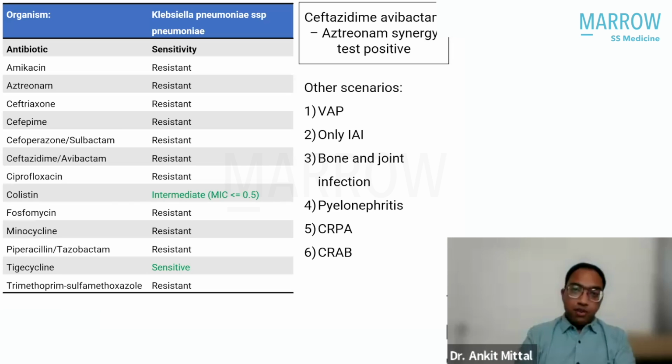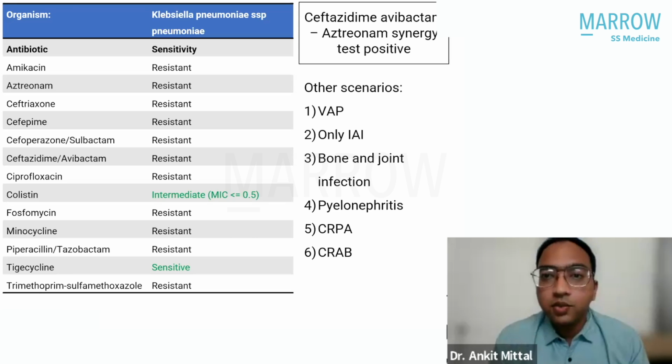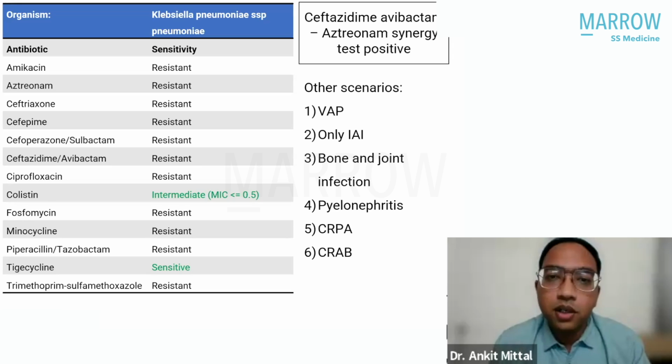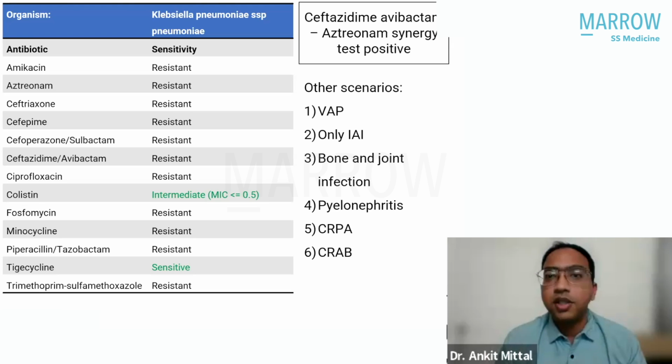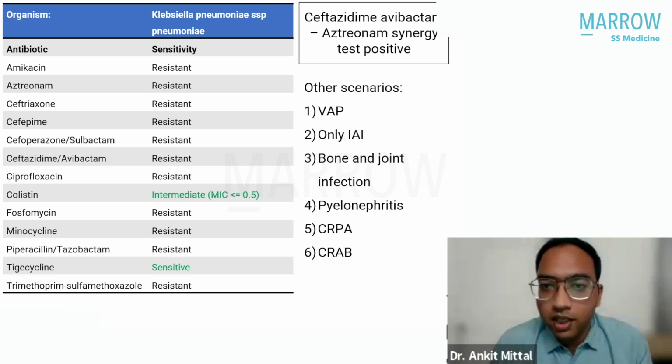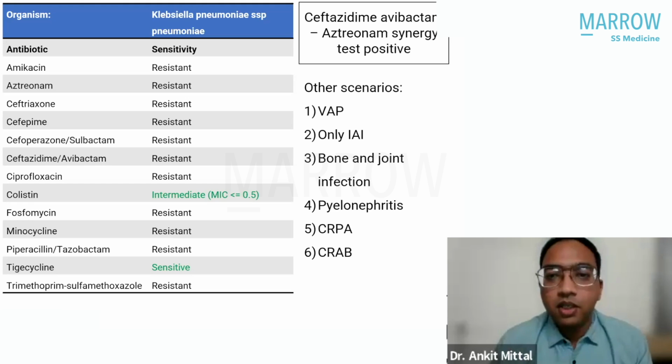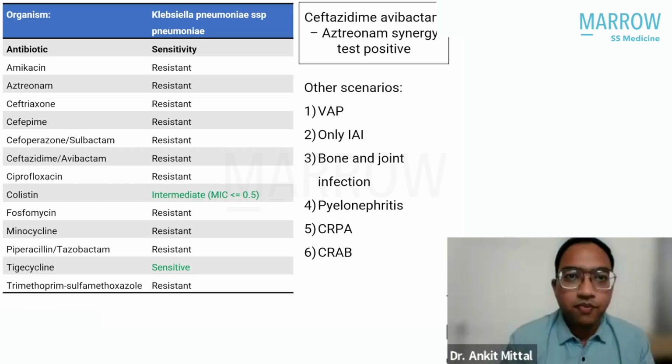Now, for example, if this isolate was E. coli and the synergy test was negative, now this is not uncommon. For E. coli, for approximately 20 to 30% of the isolates, the synergy test is negative. And say this patient had pyelonephritis with the same set of antibiotics, what would you have done at that time? Would you give polymyxin B or would you give colistin in a case of pyelonephritis?